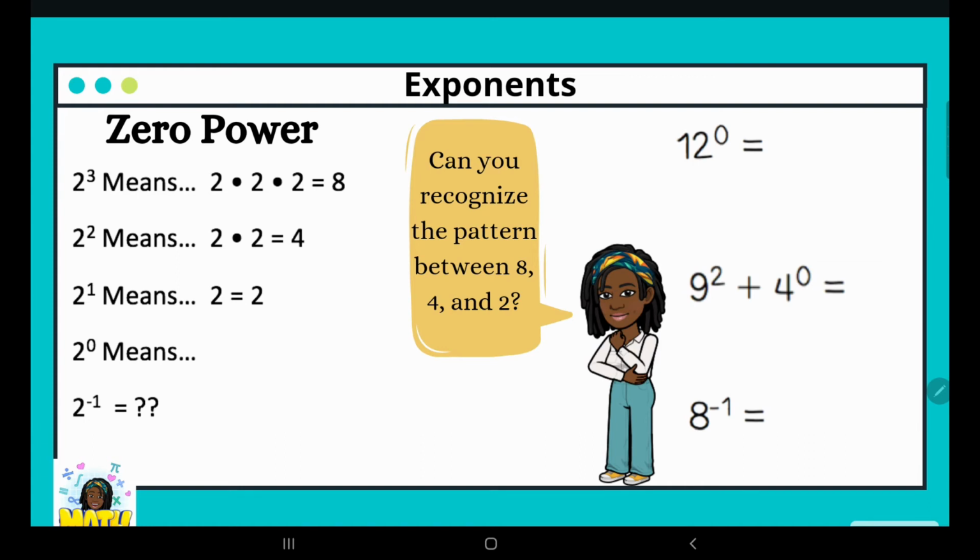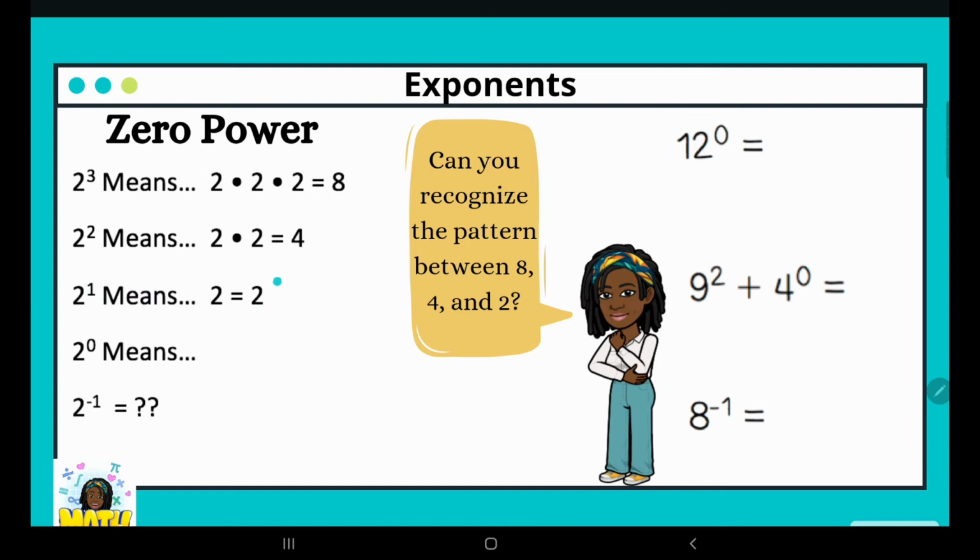Now let's talk about why anything to the 0 power is 1. So let's take a look at this pattern and then we can identify what's happening. 2 to the third means 2 times 2 times 2, which is 8, right? 2 times 2 is 4, 4 times 2 is 8. 2 squared is 2 times 2, which is equal to 4. And then anything to the first power is just itself.